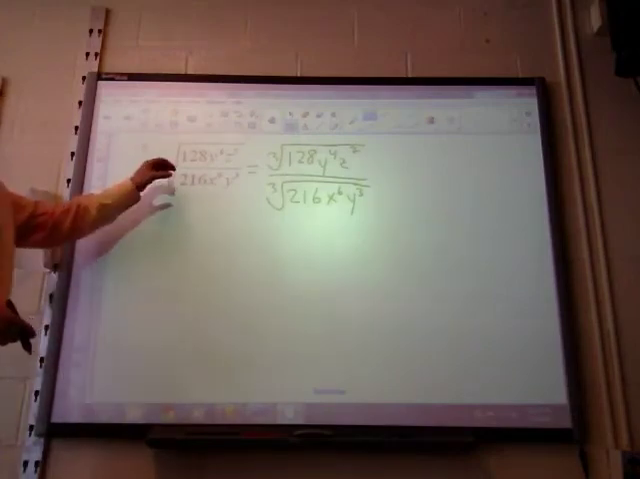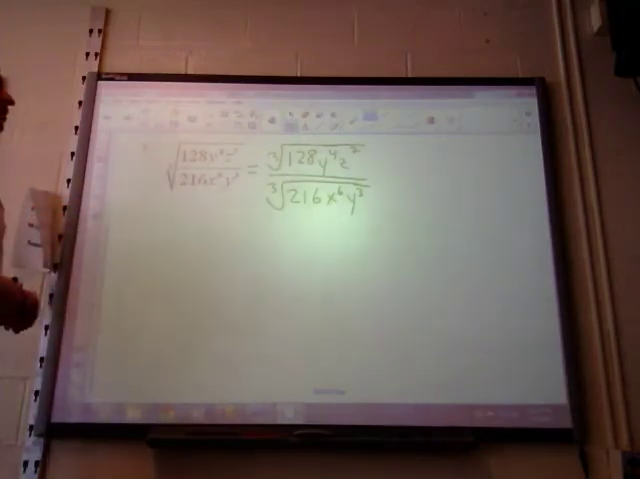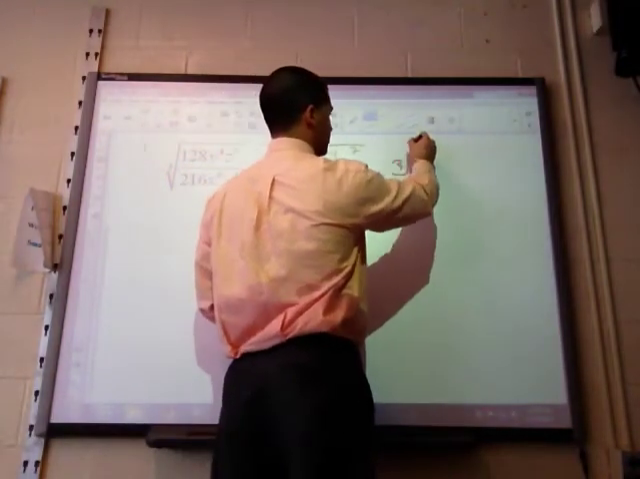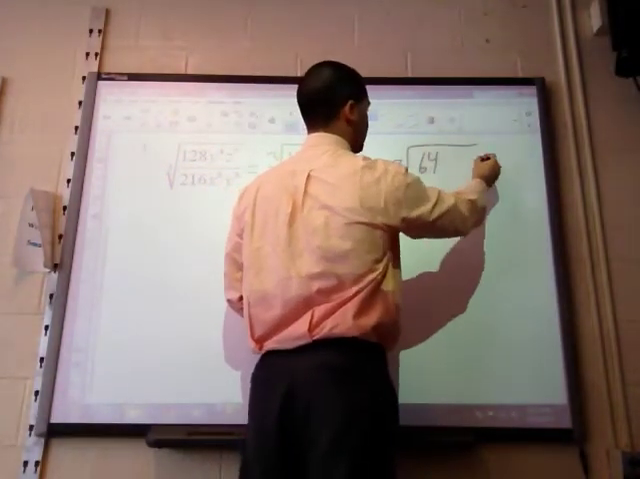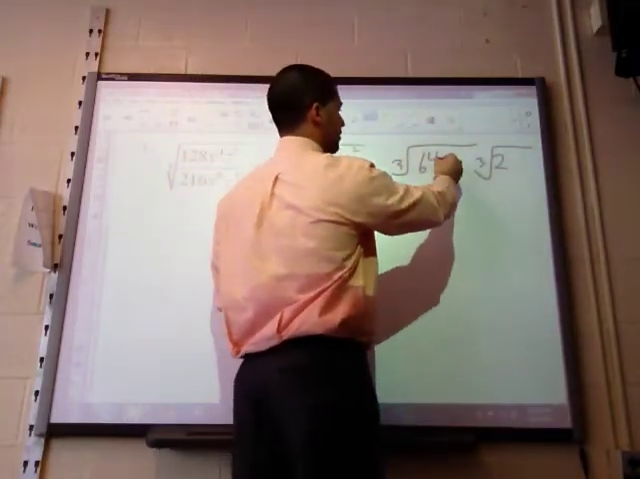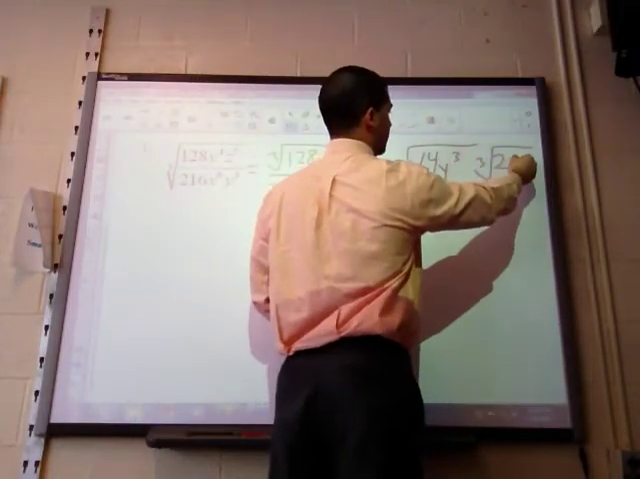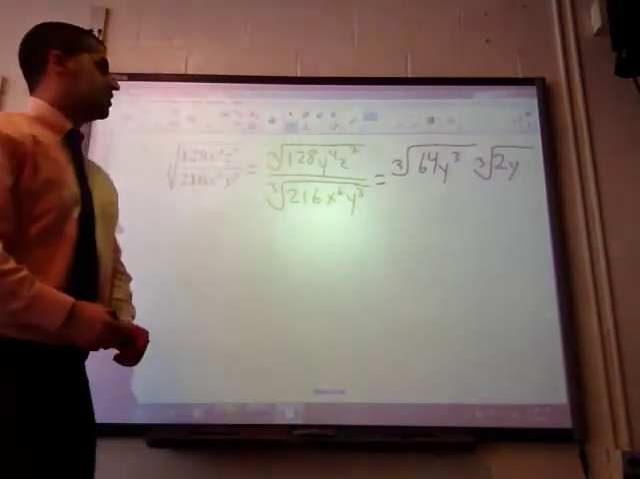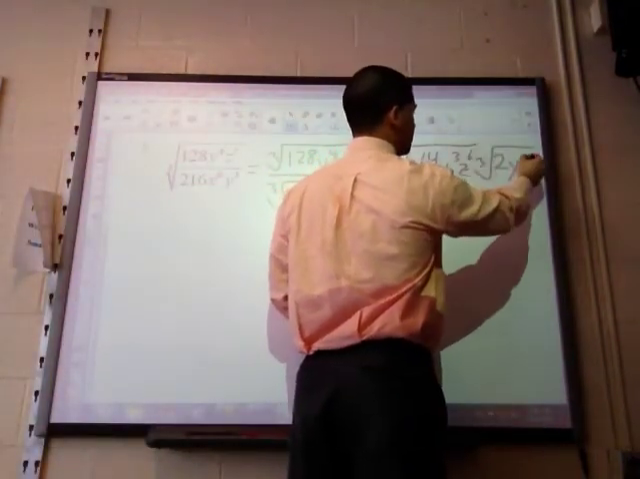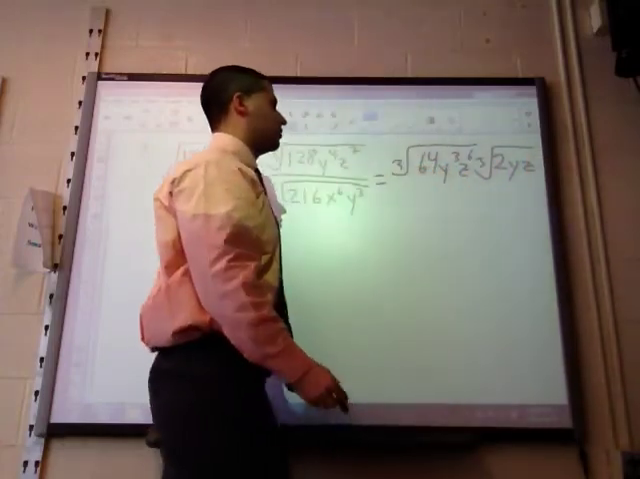So all I did was take this problem and split it up, top and bottom. On the top, the biggest perfect cube that goes into 128 is 64. That goes in, and that leaves us with a 2. Y to the 4th goes into y to the 3rd, leaves us with 1 y. Z to the 7th is z to the 6th, leaves us with 1 z left. So this is all stuff we've done before.